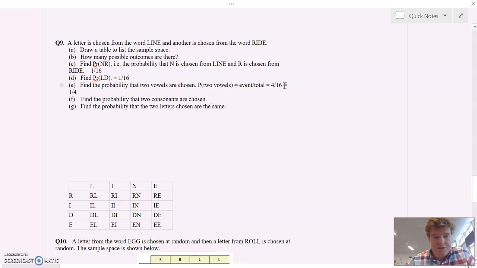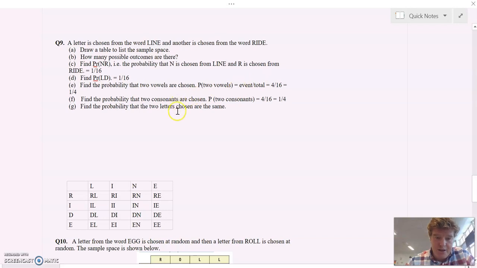Now, 2 consonants. So we're going to do the same thing, probability of 2 consonants. Okay, let's have a look at how we got R and L, R and N. So there's 1, 2 there, 3, 4. Turns out there's 4 of those as well. 4 divided by 16 combinations, which equals, when you divide both the top and bottom by the common factor of 4, 1 divided by 4.